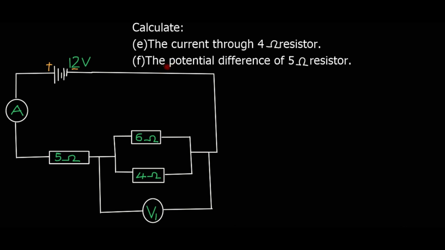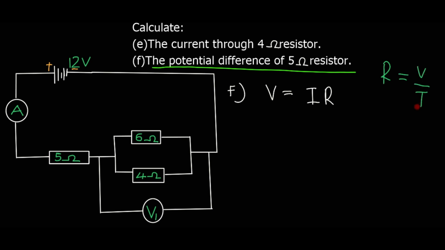And then part F area, the potential difference of 5 ohm resistor. Ra tseba gore V is equals to IR from this formula. Re dira V subject of the formula. So V is equals to IR, and then because re nyaka potential difference ya 5 ohm resistor, re tlo šomiša current ya 5 ohm resistor, ra šomiša le resistor ya 5.